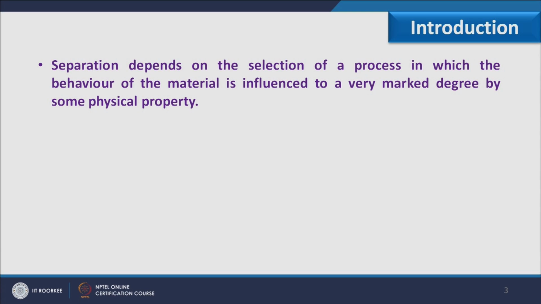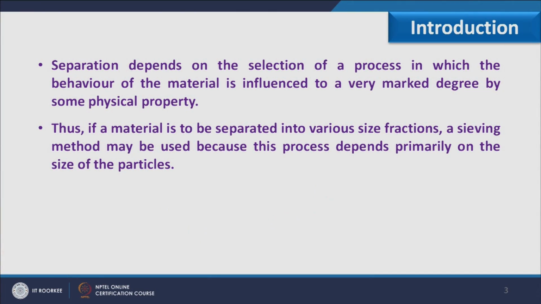So, the separation depends on the selection of a process in which the behavior of material is influenced to a very marked degree by some physical property. So, based on some physical property we carry out the separation of material. For example, if material is to be separated into various size fractions, a sieve method may be used because this process depends primarily on the size of the particles.